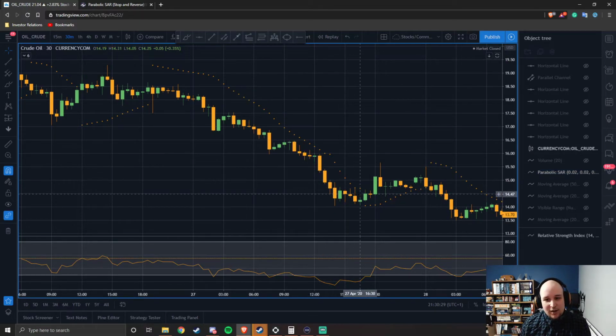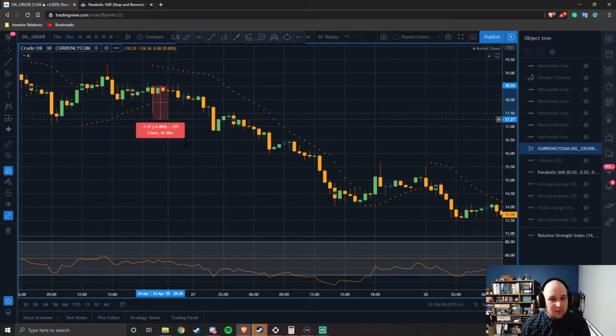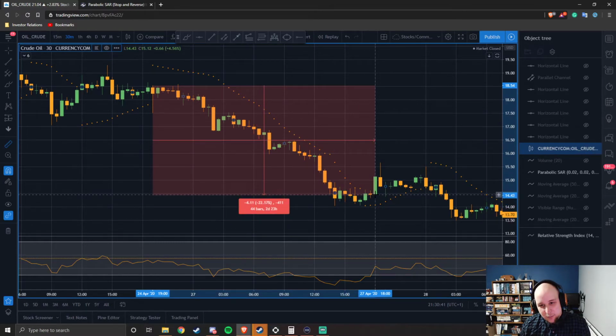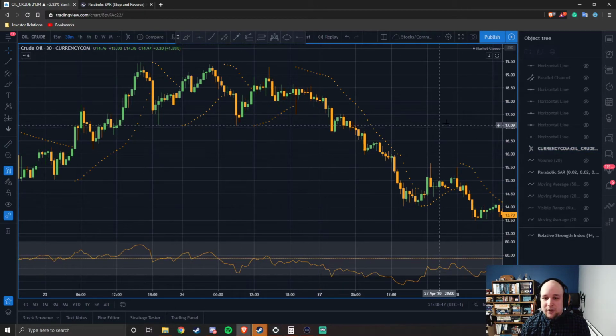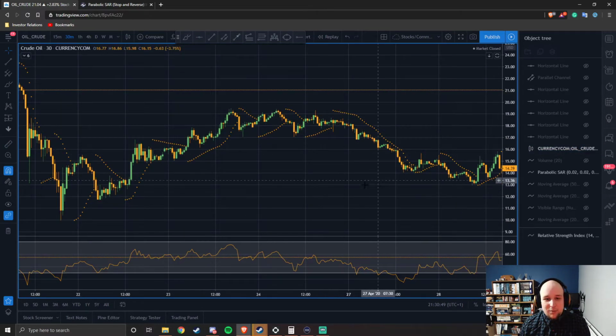If I change this input to the default, then you can see that actually we hit our stop loss a little bit sooner. We still open the trade at the same point, in this example at least. So we would open it here, and instead of closing it over here, we would actually close it on this candle potentially and make slightly more profit.